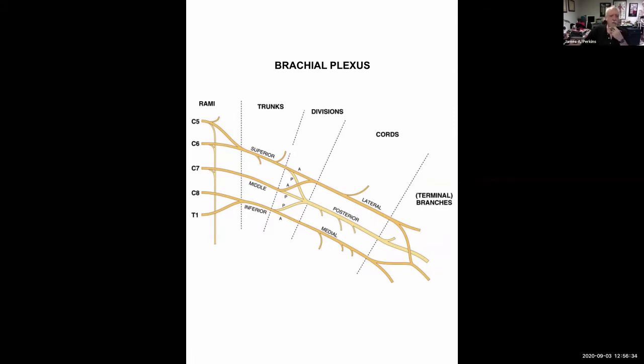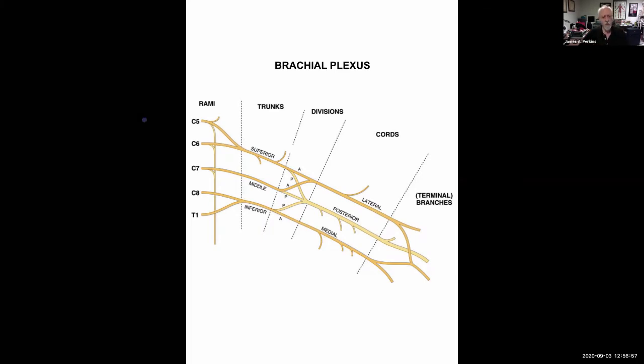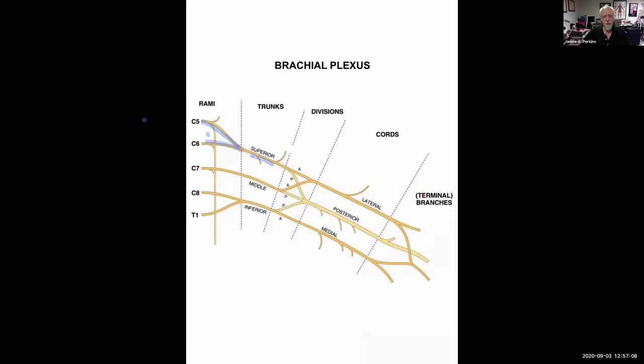So from C5 down to T1, those ventral rami of spinal nerves join together in a very specific pattern. They split apart and then join together again and split apart again and then join together again in this very complex pattern. But this pattern is fairly consistent between individuals. So we've got these different ventral rami. The ventral rami of C5 and C6 are going to join together to form something called the superior trunk. And it's named for its position, the fact that it's superior, closer to the head.